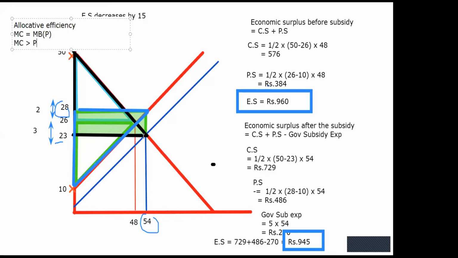So for example, you don't have to go into that detail, I don't think they will question you at this detail. It's a little bit of a tricky question, right? So at the quantity 54, the consumers are paying a price of 23, but the marginal cost of producing this unit, the additional cost of producing it, would have been somewhere around 28. So the marginal cost is greater than price. So there is no allocative efficiency there. There is allocative inefficiency. The marginal cost is greater than the price here.